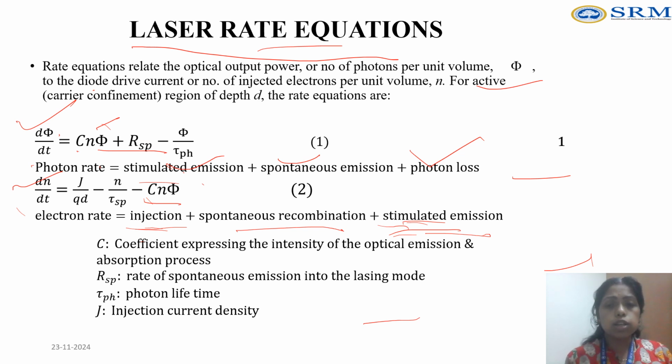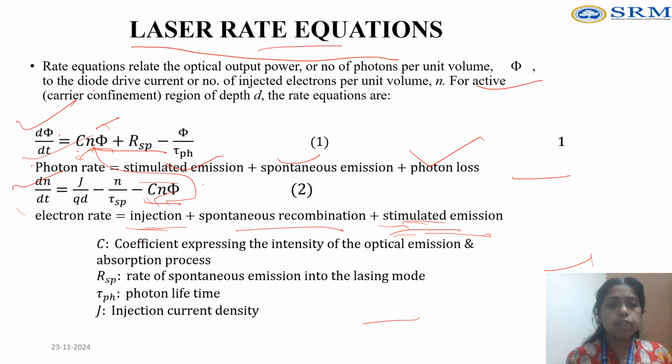The stimulated emission term is the same for this equation and this equation. That is why the same electrons are responsible for stimulated emission. So the minus sign given in the electron rate equation will be reflected here as well. The minus C n phi will be subtracted from this equation, and that will come here as C n phi. I hope it is clear.